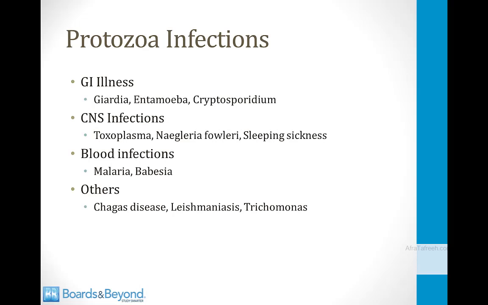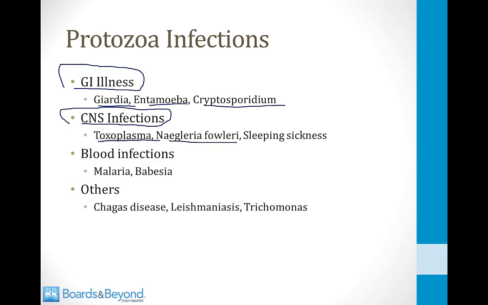From a medical or symptom point of view, you can break down the protozoa infections into several categories based on the type of illness they cause. First are the GI illness protozoa, and these are protozoa like Giardia and Entamoeba and Cryptosporidium, and they all cause various forms of diarrhea. Next group are the protozoa that infect the central nervous system. The most important one is Toxoplasma, but we'll also talk about Naegleria and also the bugs that cause sleeping sickness.